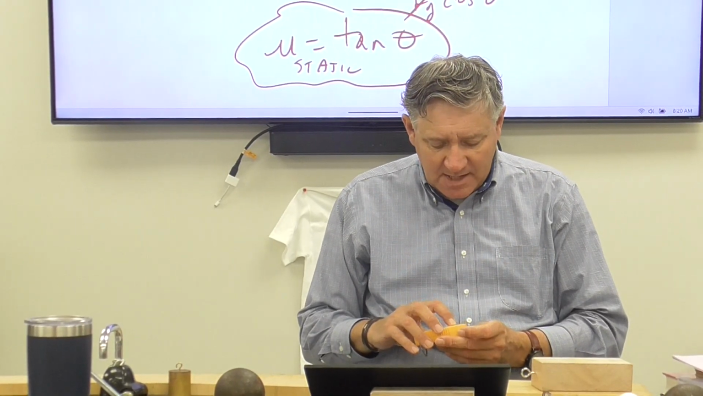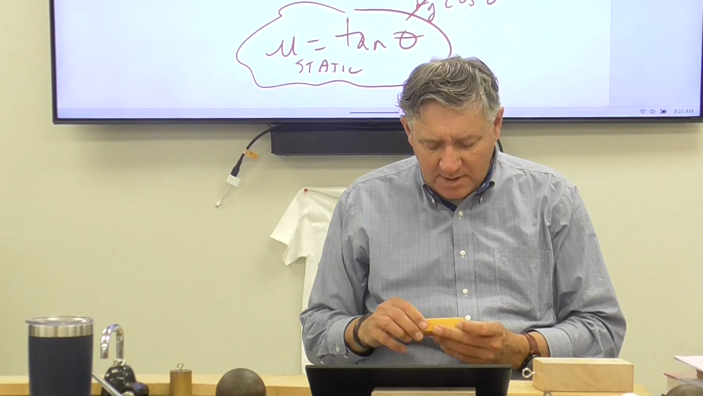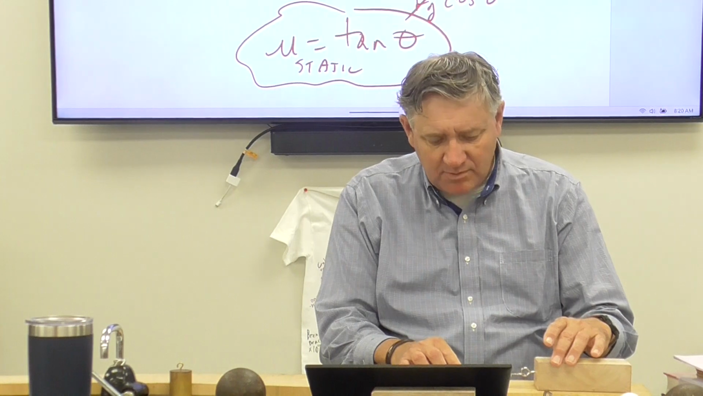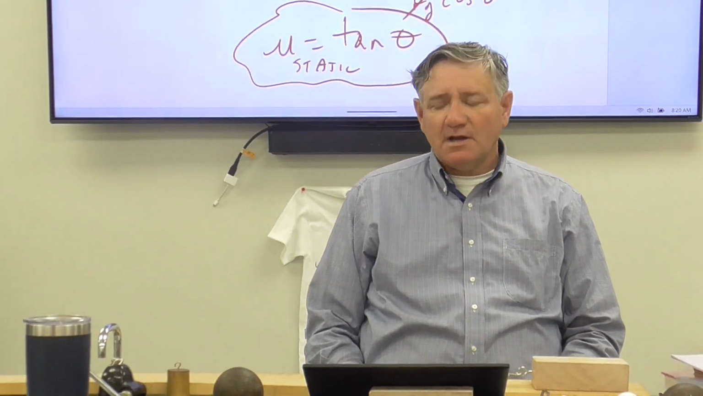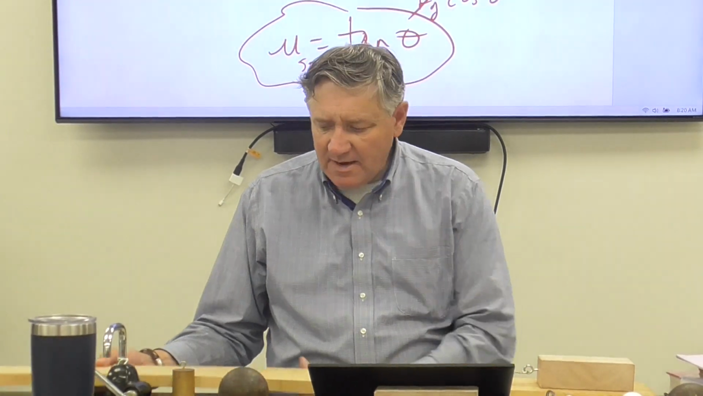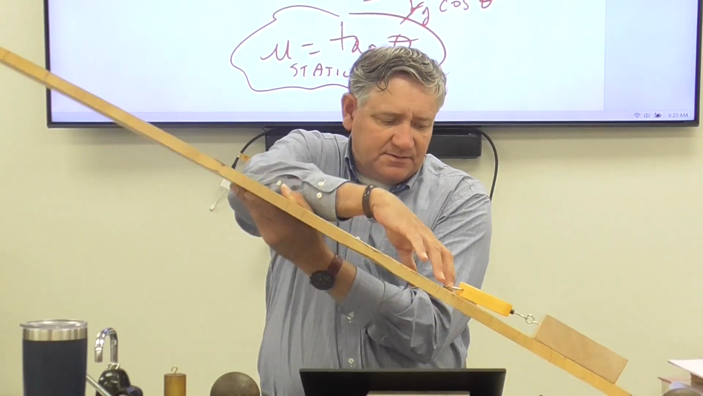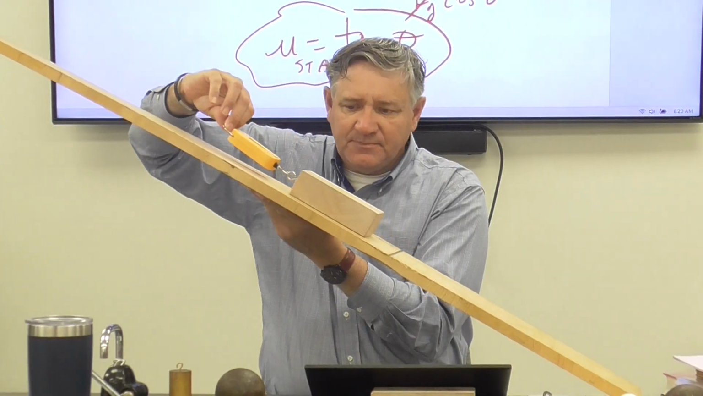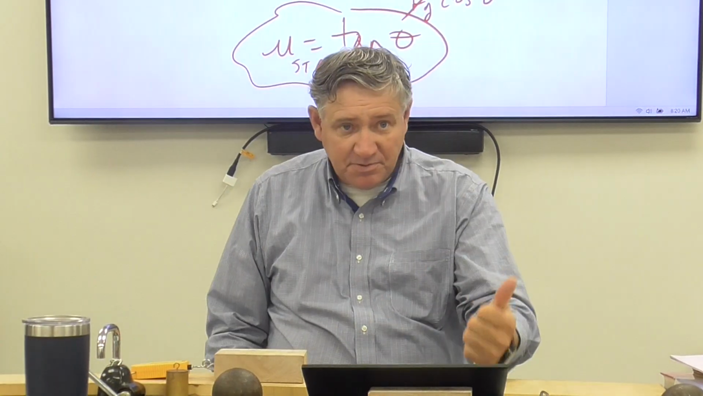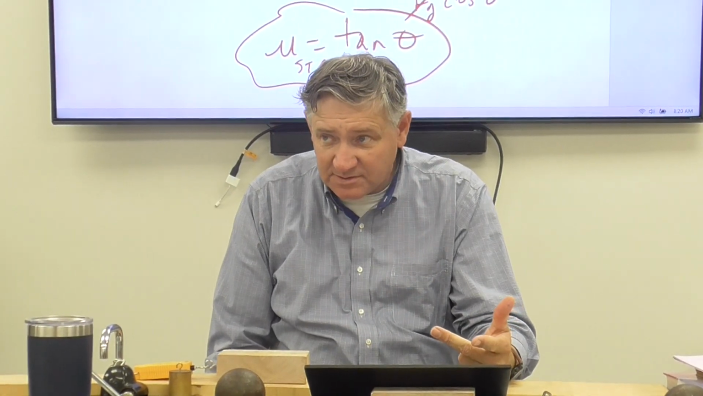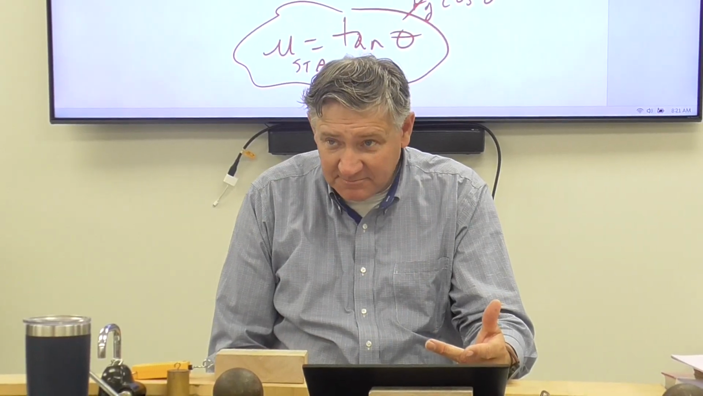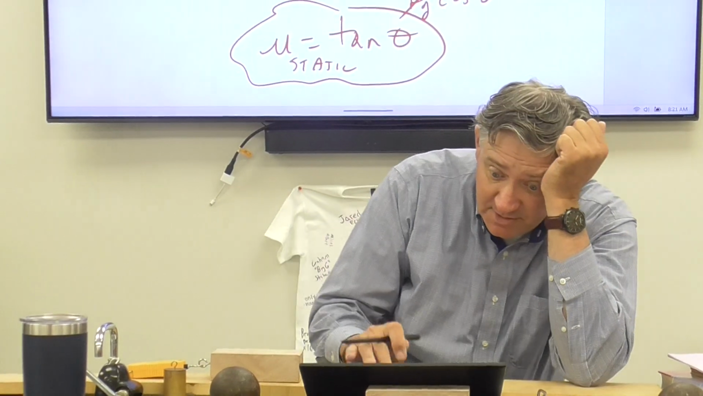So you're going to take a block and pull it up at a constant velocity. So what are the two most important words in what I just said? Constant velocity. So you're going to have this thing set at 30 degrees, and you're going to pull this thing up at a constant velocity. Now, when you do that, what are you measuring? Force applied, force parallel, or force friction? Force applied. You're measuring the force applied, okay?